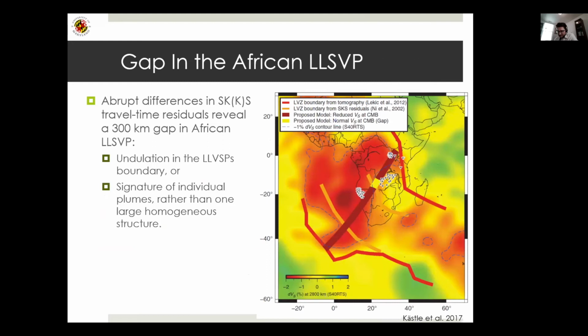So this Castle study in particular found that there are abrupt differences in travel time between SKS and SKKS, a pair of phases, that reveal a 300-kilometer gap in the African LLSVP. And so this is the kind of cross-section that they studied, and they found a gap here in yellow. And so what does this gap represent? Does it represent an undulation of the LLSVP boundary? Or does it tell us that this is not a single coherent structure, but rather a structure composed of individual plumes, let's say? So that's one possible implication of this result.